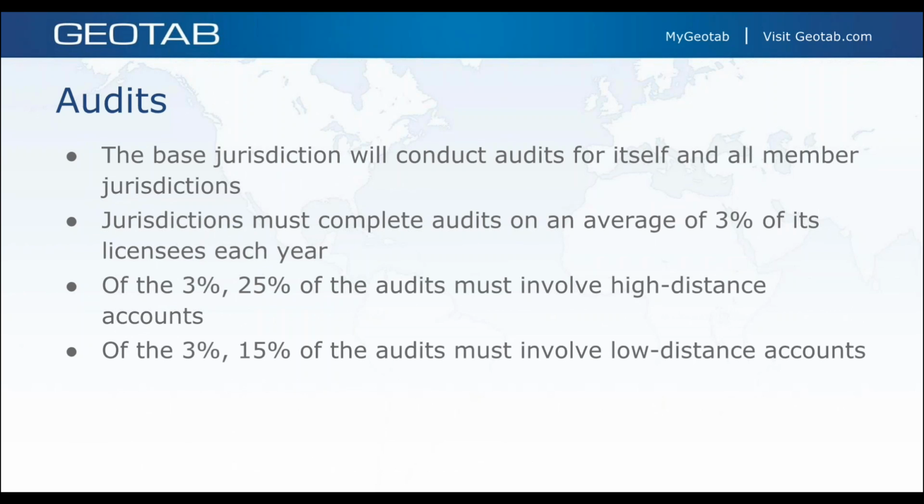Eric, I have a quick question here for you. What do you consider to be a jurisdiction? Is that per state? Is that per county? How does that work? When you're giving numbers here that say the jurisdiction must have 3 to 25% of the audits in a high distance, can you just clarify that? Sure, great question. It would refer to the state.